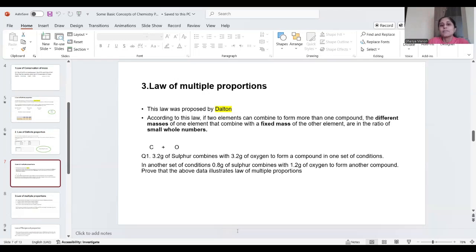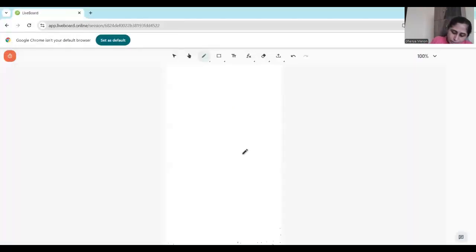Prove that the above law illustrates the law of multiple proportion. Let's check it out. It's a little bit big statement, but with examples, you will understand. So here, what are the products and all? They aren't saying, they are just saying about the elements. So for the first set, I'm just writing down the information that's given in the question.